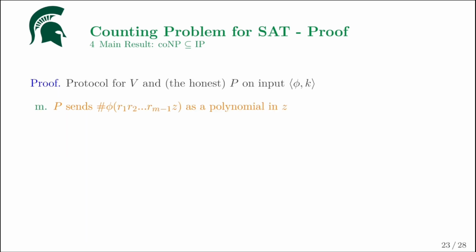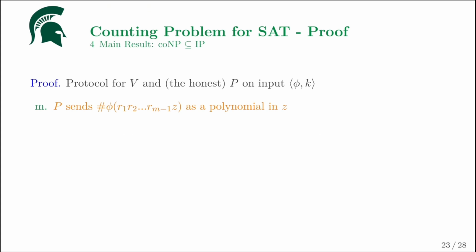Let's now continue until stage m, where the prover and the verifier are working with increasingly restricted versions of the original formula. At this point, the prover sends a new polynomial z, specifically number phi r1 to rm minus 1 z. This represents the polynomial where all variables up to but not including m have been fixed to a specific value chosen in previous rounds by the verifier. Only the mth variable remains symbolic as z.